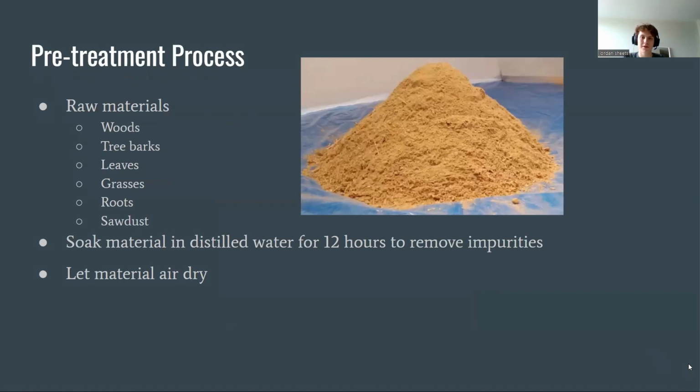For the pre-treatment process, there's a lot of possible types of raw materials that you can input into this process, such as woods, tree barks, leaves, grasses, roots, and of course sawdust. The pre-treatment process is required to remove impurities and nutrients from the raw materials. The material is soaked in distilled water for about 12 hours, depending on the type of process and use, and then set out to dry.